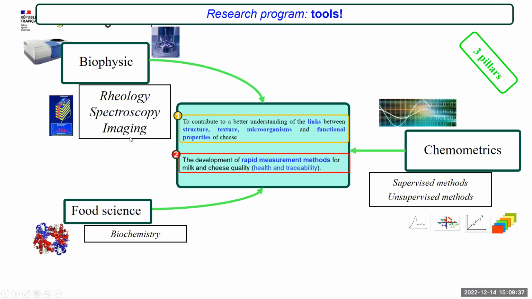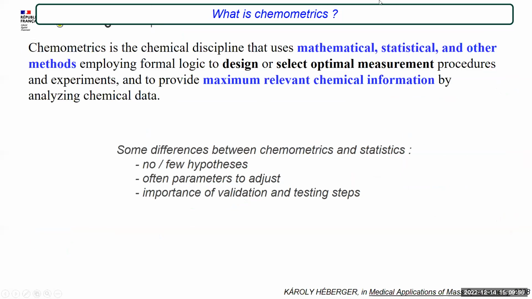So in order to do these studies, I'm using different biophysics tools, so rheology, spectroscopy, imaging, chemometrics, and I will define what is chemometrics just after, and also, of course, food science and principally biochemistry. So a focus on chemometrics. What is chemometrics? So chemometrics is a chemical discipline that uses mathematical, statistical, and other methods employing formal logic to design or select optimal measurements, procedure, and experiments, and to provide maximum relevant chemical information about analyzing chemical data.